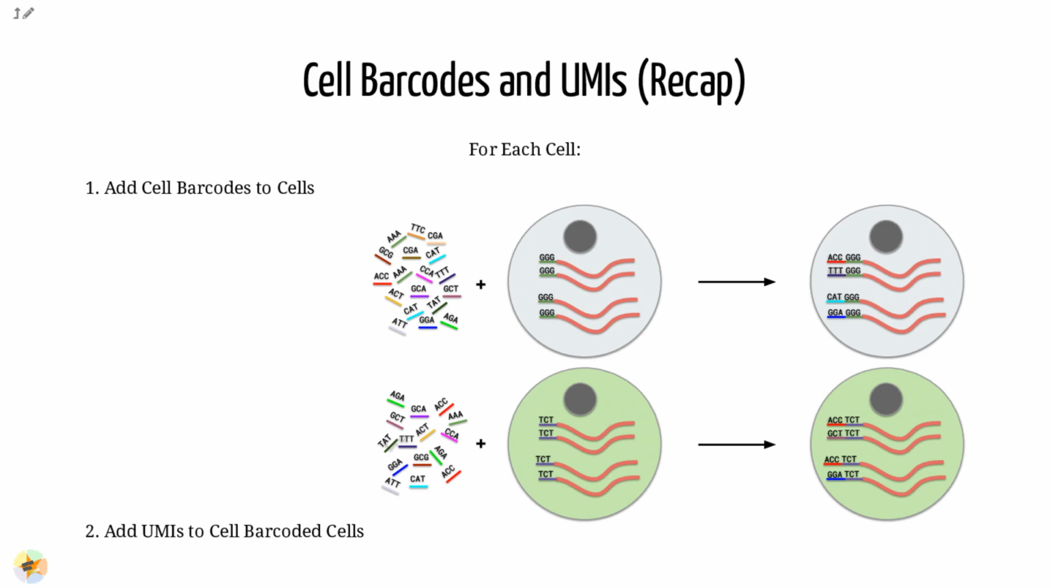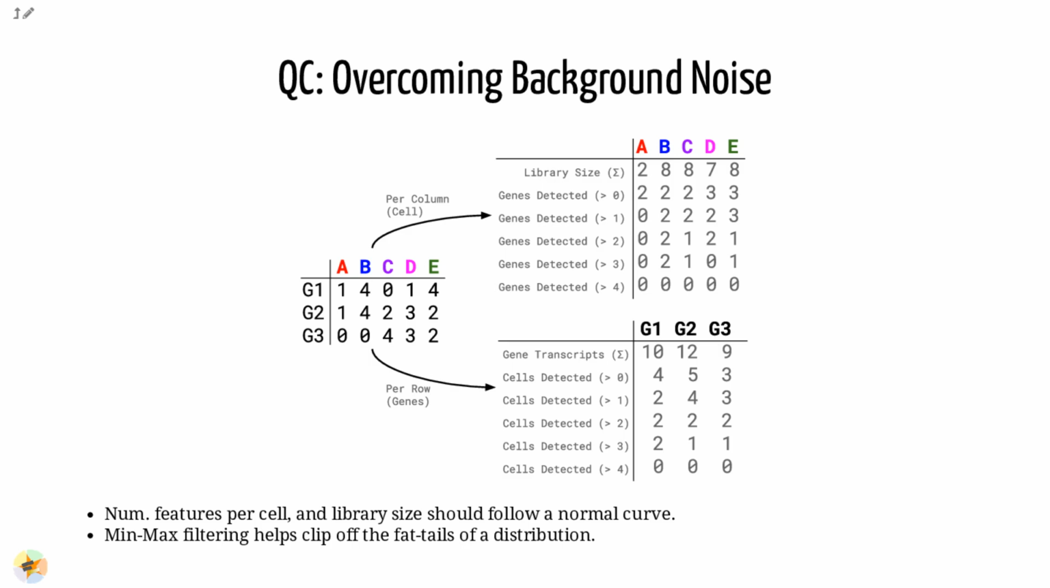After amplification, we need to perform some quality control. One way to do this is to set thresholds on the limits of detectability for genes and for cells. Consider an analysis governed only by 3 genes, G1, G2 and G3, and 5 cells, A, B, C, D and E. The first row of the top table defines the library size, which is the total number of messenger RNAs across all genes in each cell.